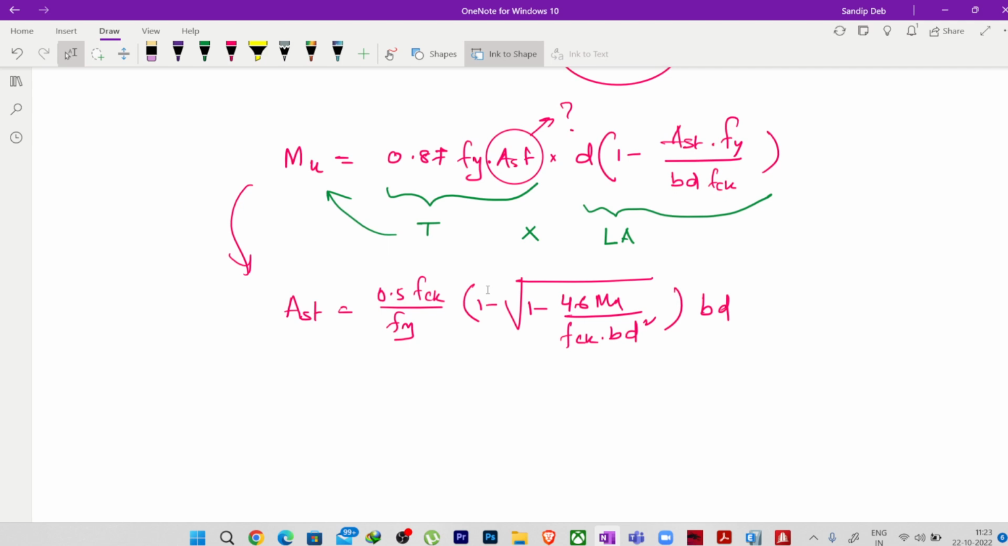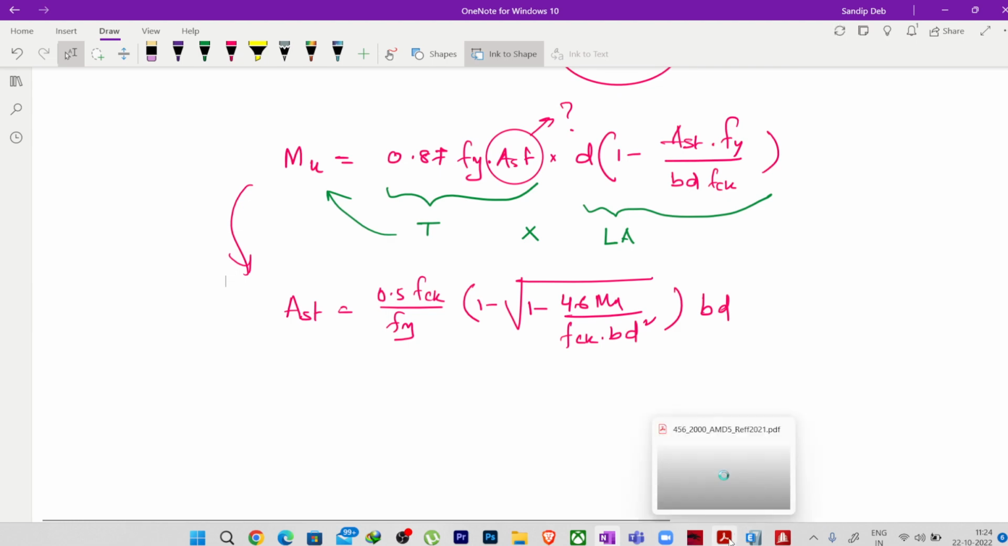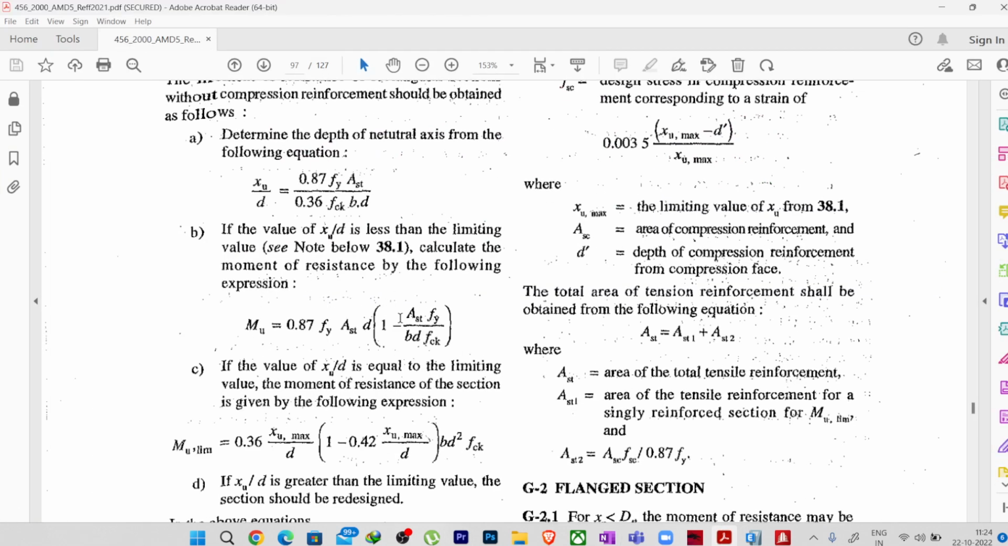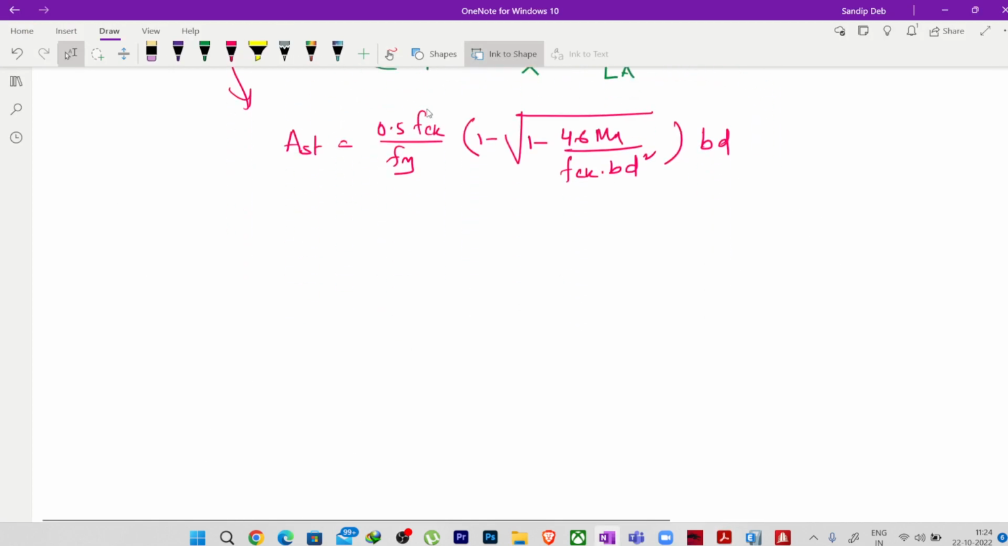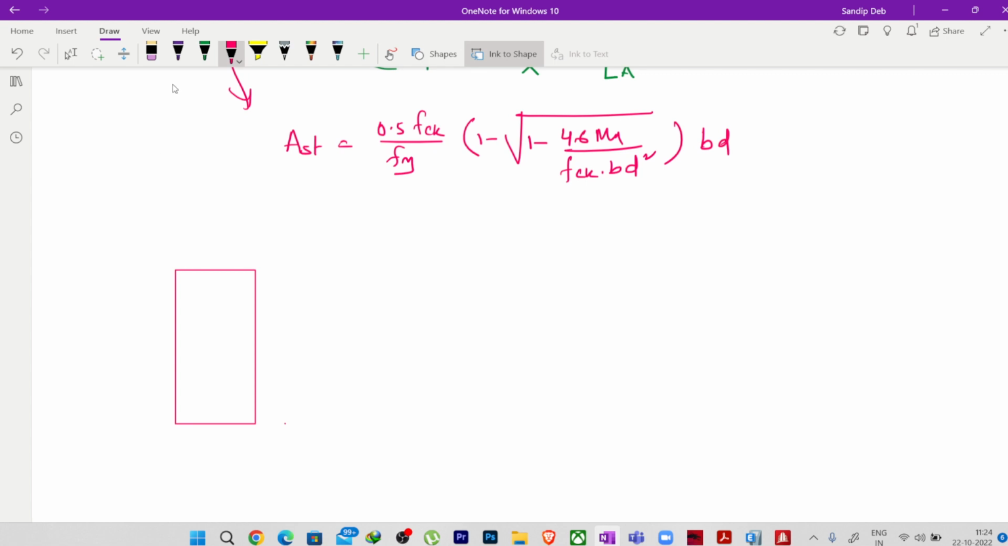Okay, now there is a concept, if you see here, that before getting into this formula, it is written about the value of XU by D. This XU is nothing but the neutral axis depth, right? We all know this. So let's talk about this a bit. Suppose we have a beam like this, and our neutral axis is lying somewhere here. This particular depth we call the neutral axis depth, right?